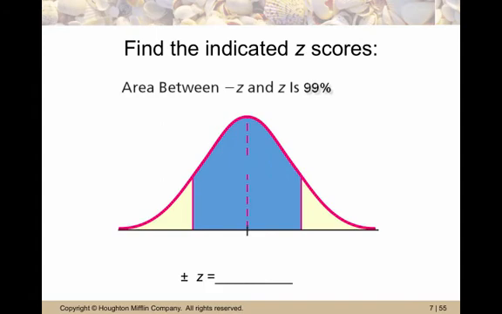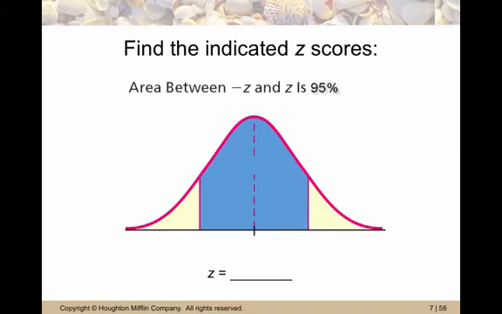We want the area between negative z and positive z to be 99%. That gives us 1% or 0.01 in both tails. Divide that by 2 and you get 0.005. You find 0.0050 in the table, or the closest entry to that, and you get negative 2.58. Then you drop the negative and it gives you the positive 2.58.